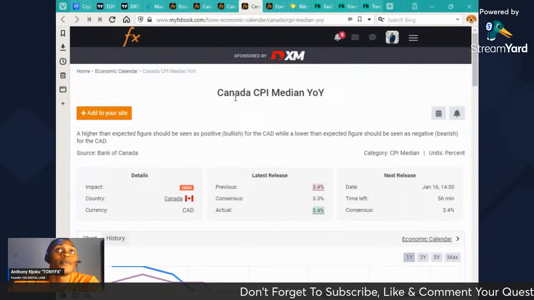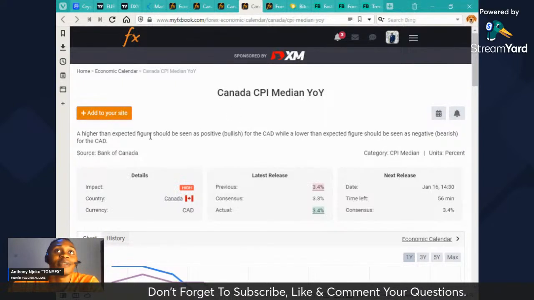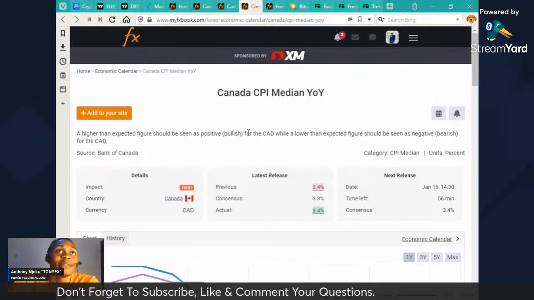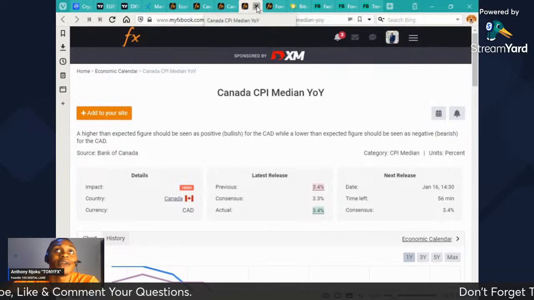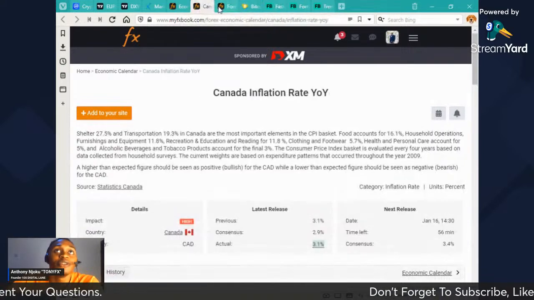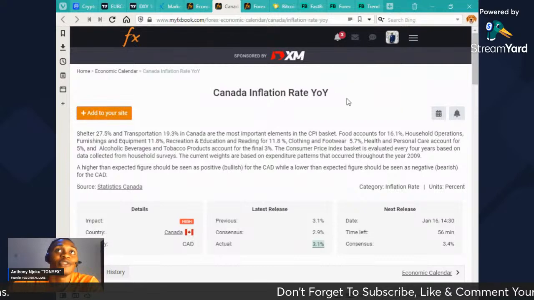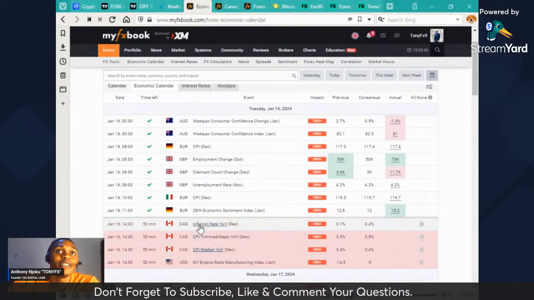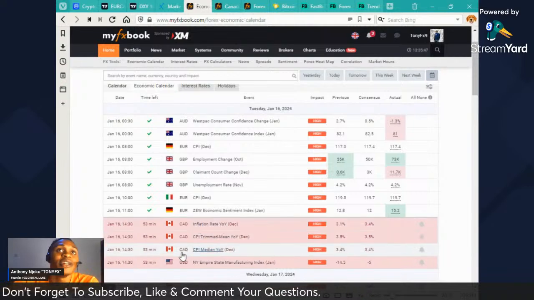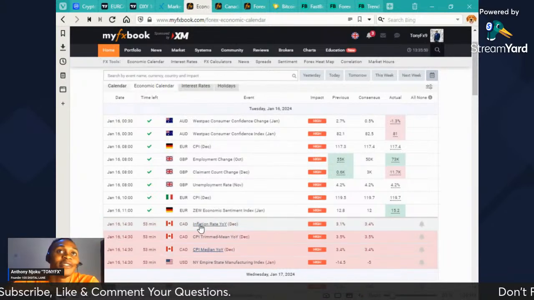This is Canadian CPI median over here, which is a higher than expected figure should be seen as positive or bullish for CAD, while a lower than expected figure should be seen as negative for CAD. Okay, so everything is already explained to us with this CAD inflation rate over here. The rest is derivative. CPI trim mean is a derivative of the inflation rate over here, and CPI median over here is a derivative of the inflation rate over here.